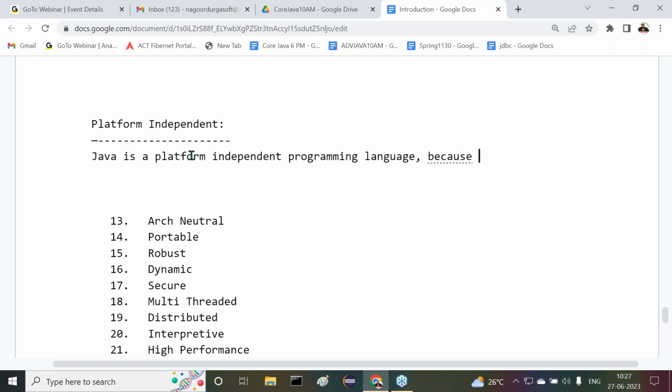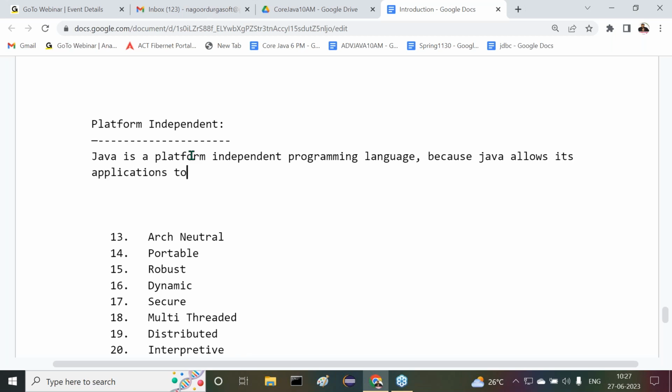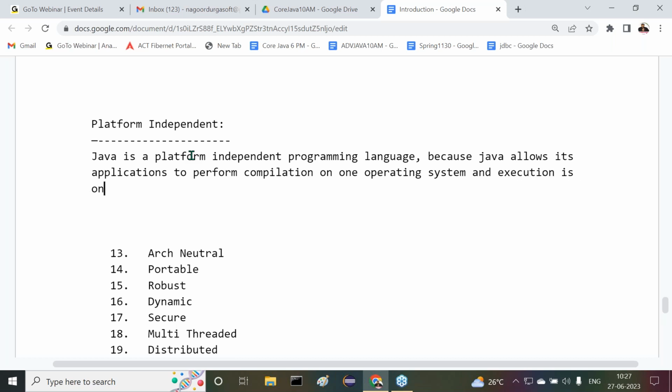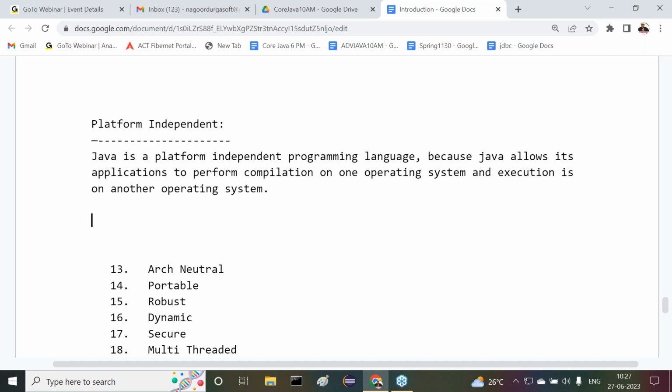Why? Because Java allows its applications to perform compilation on one operating system and execution on another operating system. That's it. So because of that reason, Java is what? A platform independent programming language.